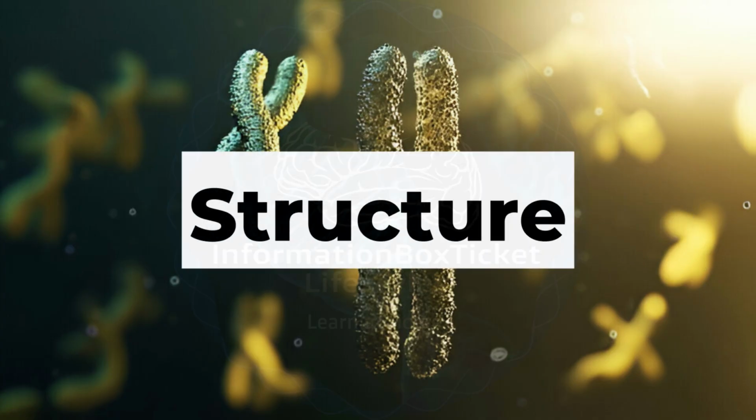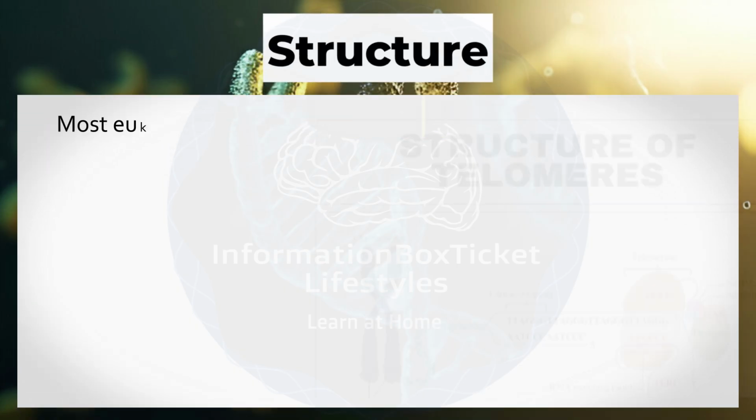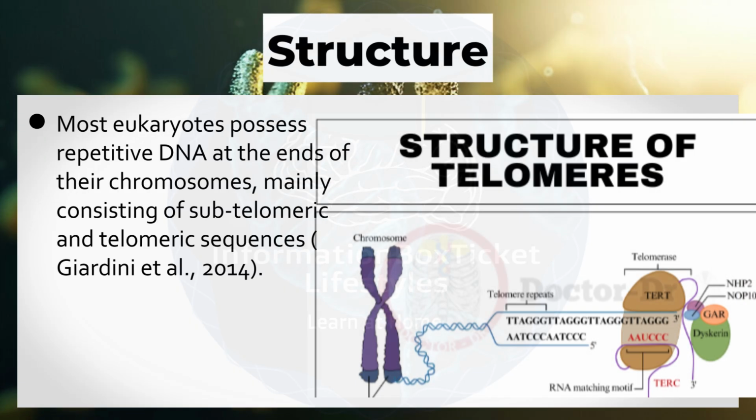Structure of telomeres. Most eukaryotes possess repetitive DNA at the ends of their chromosomes, mainly consisting of subtelomeric and telomeric sequences.